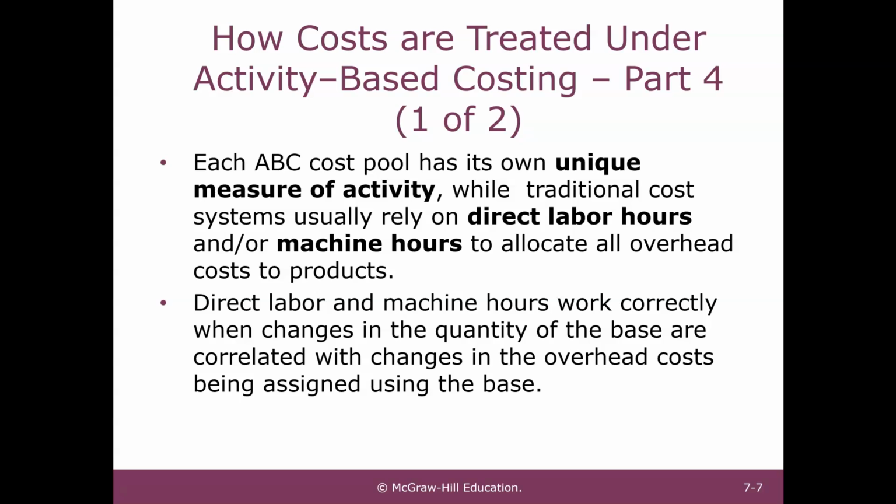A cost pool has its own unique measure of activity, while traditional costing systems usually rely on direct labor hours or machine hours, and that is used as the allocation base. But with ABC, you look at the unique measure of activity. How many did they make? How many did they use? How long did they use it?